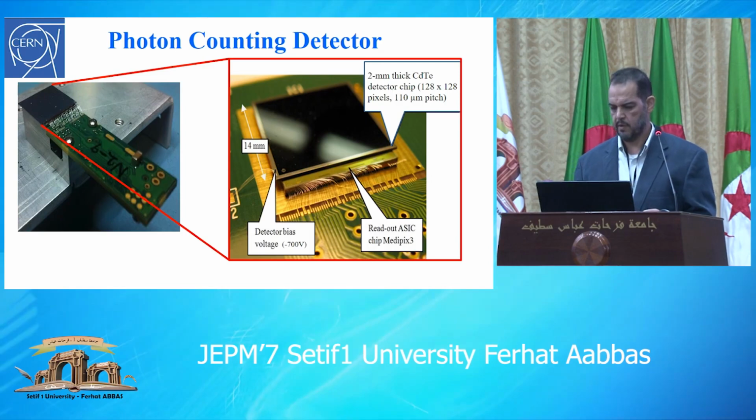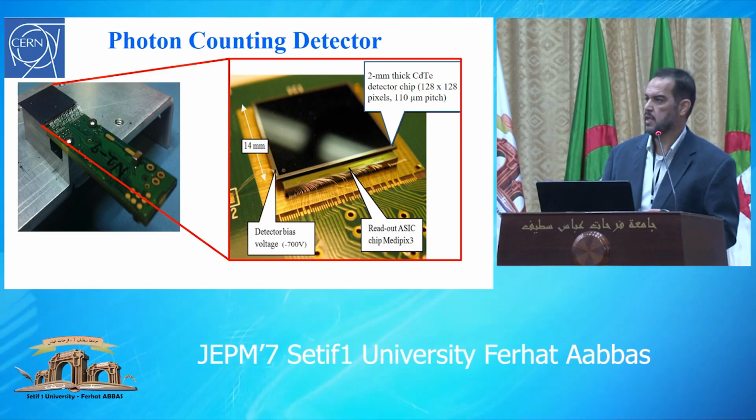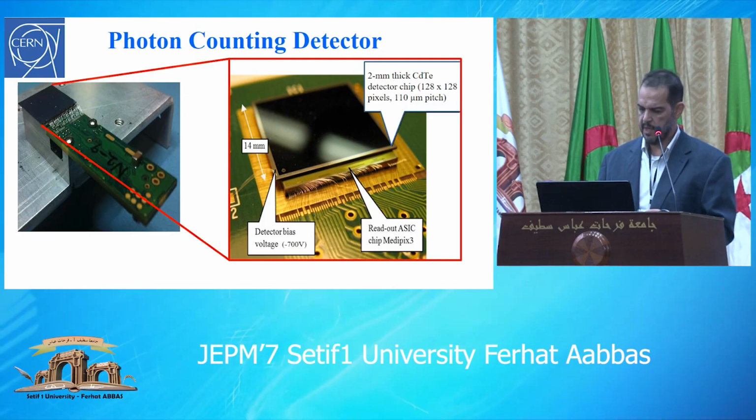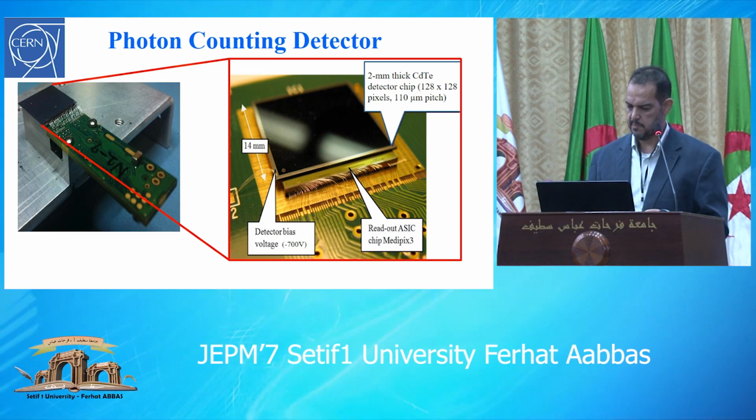They are made, for example, of cadmium telluride, CZT, also cadmium zinc telluride, and some have also been developed based on silicon. This is a 14 millimeter by 14 millimeter array. It has about 128 by 128 pixels. The pixel size is about 110 micrometers.